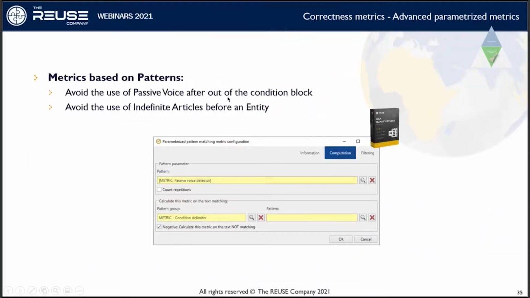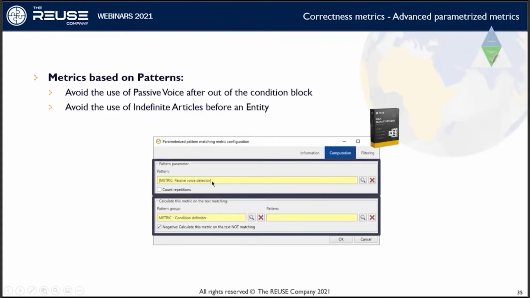For example, in the implementation of the out-of-the-box database metrics, the passive voice detector is based on the pattern. Here we have basically set the parameter. So when we match this parameter, we start counting the number of passive voices, except, because I have a negative filter here, except when I detect a condition. So here, this is the avoid the use of passive voice out of the condition block.